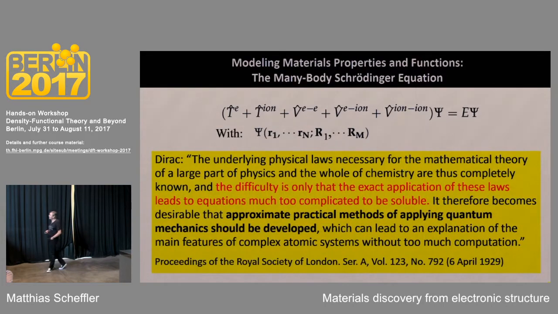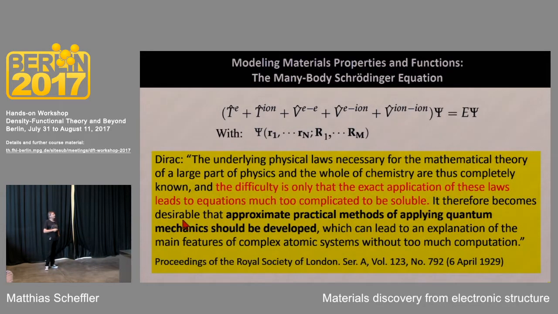Now the interesting thing is the problem has been stated already in 1929. And we are still completely supporting what Dirac worded in '29. The underlying physical laws necessary for the mathematical theory of a large part of physics and the whole of chemistry are thus completely known. This is the Hamiltonian which we have just said. And the difficulty is only that the exact application of these laws leads to equations much too complicated to be solvable. Typically, when people quote Dirac, they stop here. But I think what it continues with is what this workshop is all about.